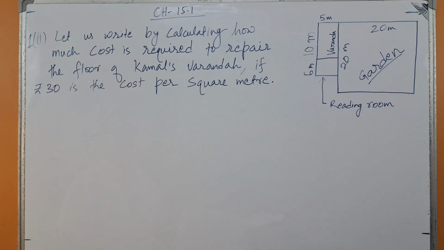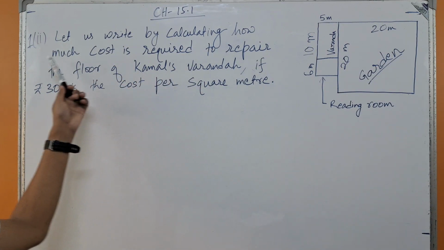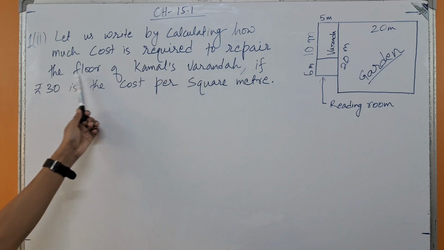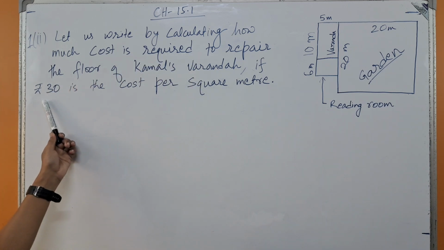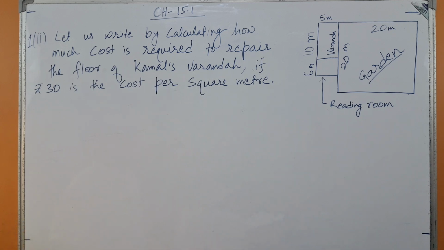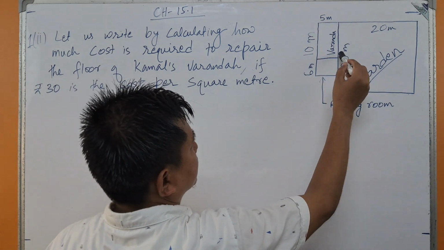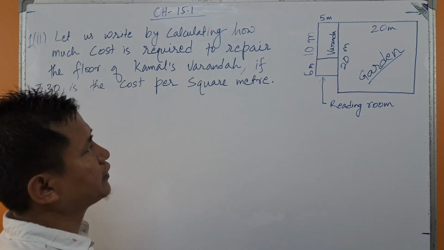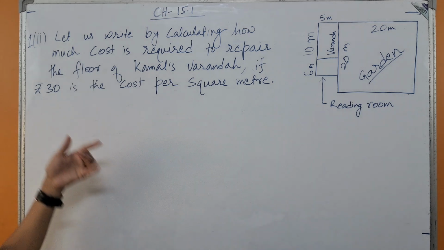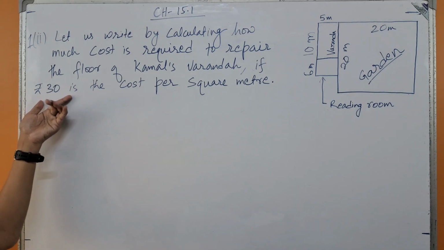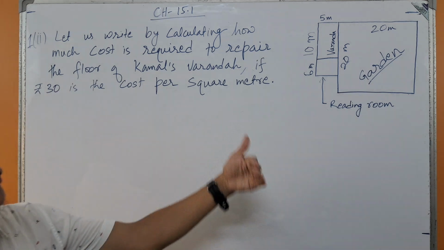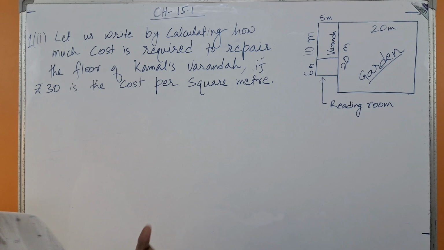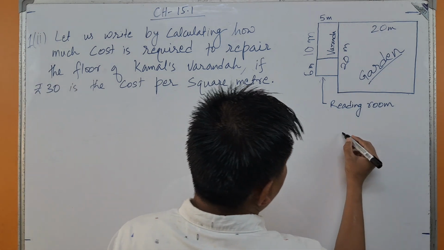Okay, question number 1 of 2. Let us write by calculating how much cost is required to repair the floor of Kamal's veranda if rupees 30 is the cost per square meter. So this is Kamal's veranda, isn't it? Let us first calculate the area of Kamal's veranda, and after that, the rate of repairing Kamal's veranda is rupees 30 per square meter. Means if we multiply the total area of Kamal's veranda with the rate, we get the cost of repairing Kamal's veranda, isn't it? So first we calculate the area of Kamal's veranda.